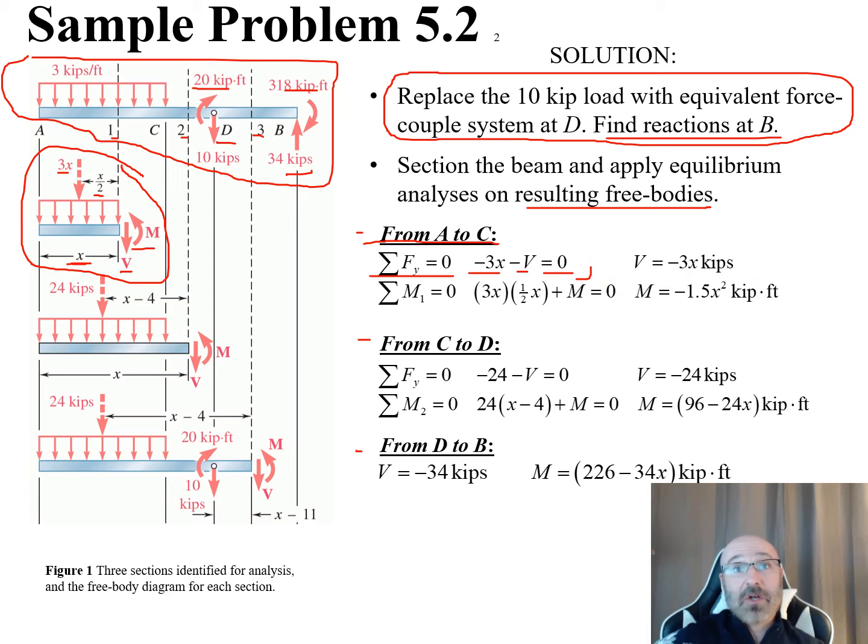Now, let's take a look at our moments. Let's say the summation of moments for that first section is equal to 0. So what are our moments acting there? Well, we have this 3x times this distance away from the end over here. So that's 3x times 1/2 x, and that's going counterclockwise, so that's going to be positive. And then I also have this moment M. So this is going to be plus M is equal to 0. So I have 3x times 1/2 x plus M is equal to 0. So M is going to be, when I move to the other side, negative 1/2 x squared... well, negative 3/2 x squared kip-feet.